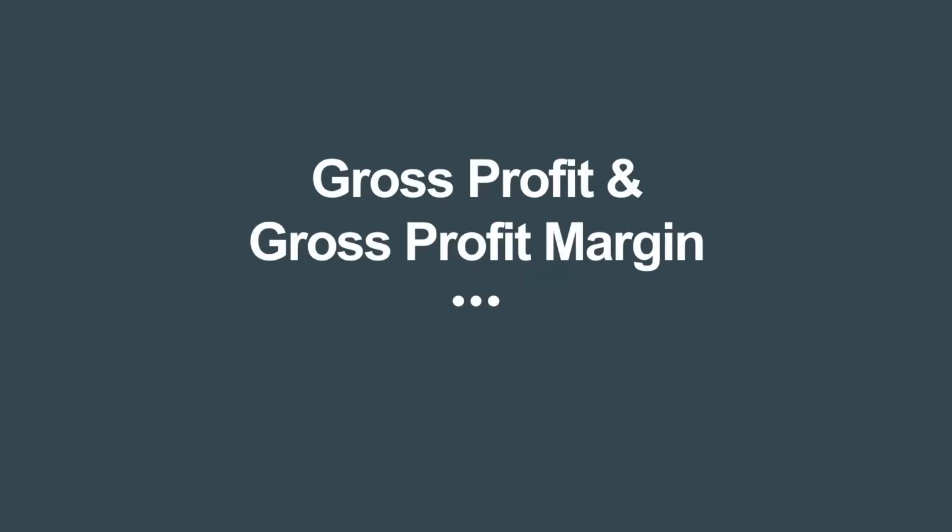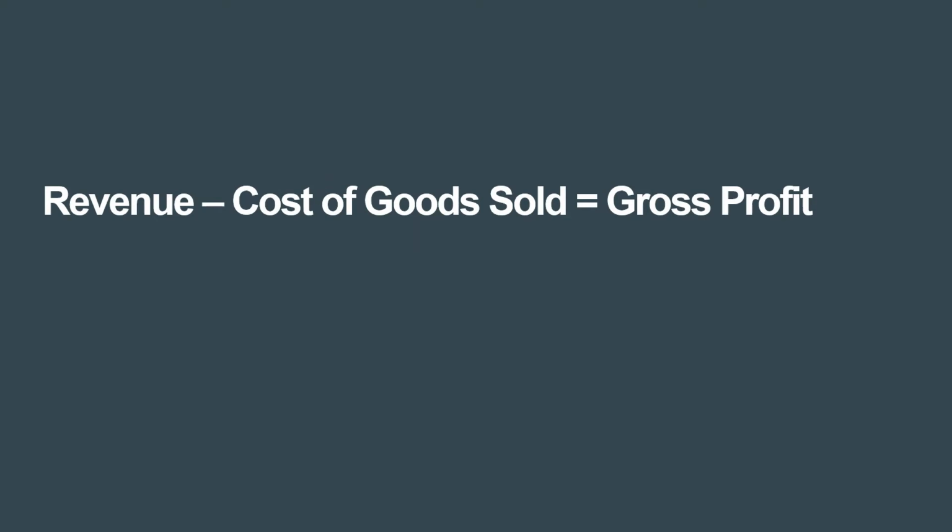In this video, I'm going to show you what a gross profit and gross profit margin are and how to calculate them. First, quite simply, our gross profit is what we get when we subtract the cost of goods sold from our revenue or sales. Note that our cost of goods sold includes the direct costs associated with producing a product or service. This includes things like labor and our cost of materials.